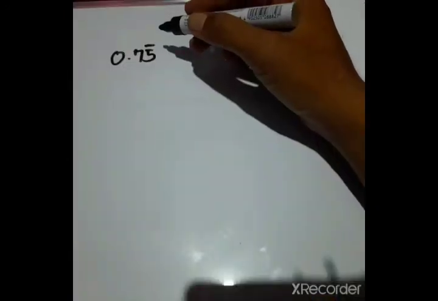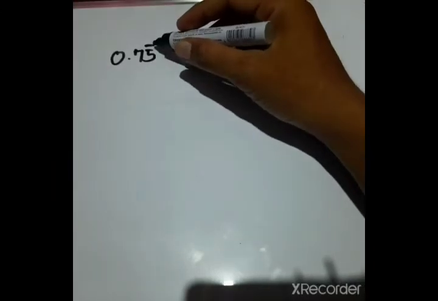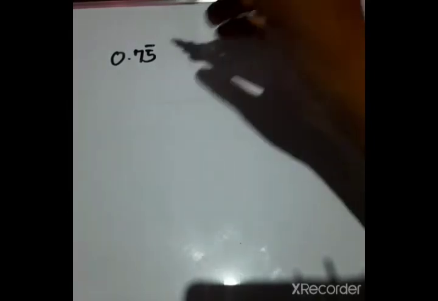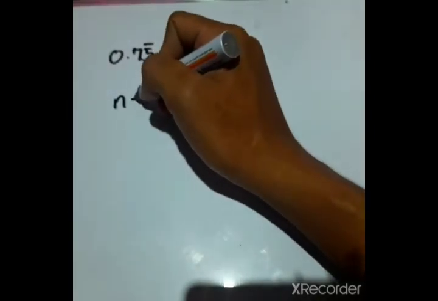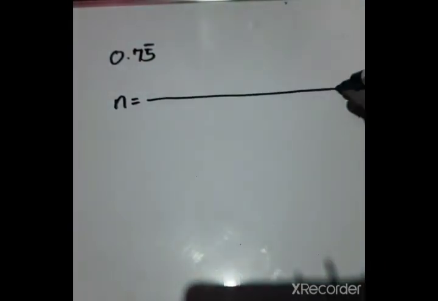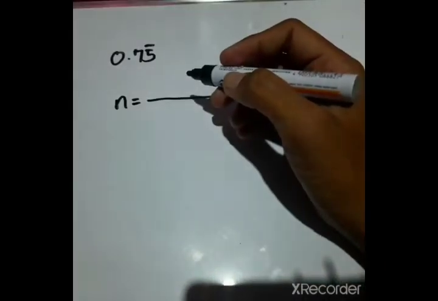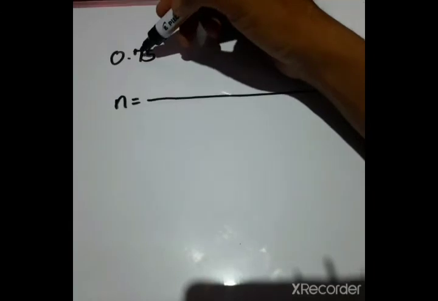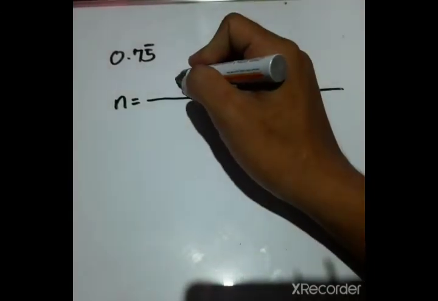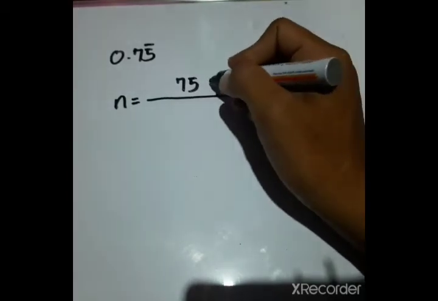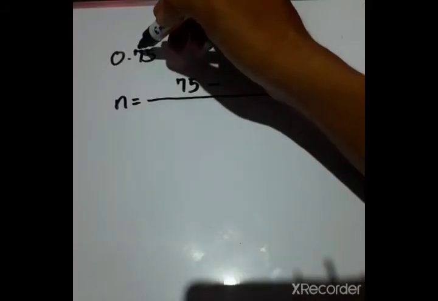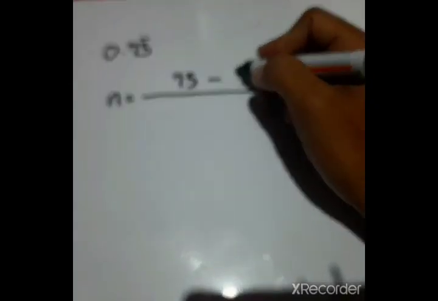So let's try 0 and 75 hundredths with vinculum on top of the 5. Now we are just going to apply the formula wherein n is equal to, first we will write all terms after the decimal point. After the decimal we have 75, so we will write 75 minus the non-repeating terms. The non-repeating term is 7 because it doesn't have a vinculum on top. So we will write 7.